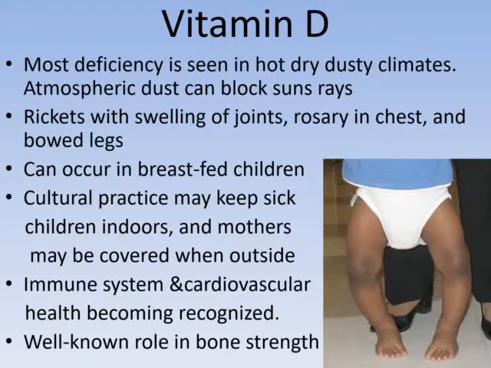Bowed legs, wrist swelling. We haven't seen vitamin D deficiency disease in our country for a long time since milk has been fortified, but still there were some lingering cases of farmers giving their children unenriched milk over the winter when they weren't getting the sunshine. We rarely see it. It can occur in breastfed children, and a cultural practice of keeping sick children indoors and covering them when they're outside can contribute to vitamin D deficiency. Immune system and cardiovascular health is becoming more recognized, and of course we know about the role in bone strength.